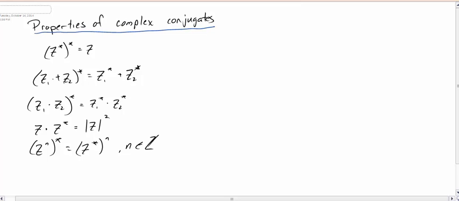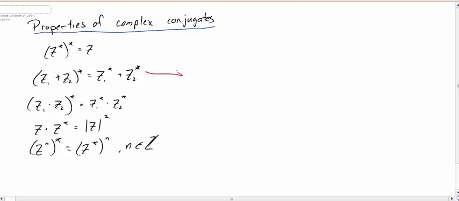If we add two complex numbers together and take the conjugate, we could really just take the conjugate of each one separately and add them. And similarly, the rest of these. One that's interesting is if we take a number and multiply by its conjugate, what we actually just need to do is take the magnitude of the complex number and square it. So these are fairly straightforward to show that they're true.